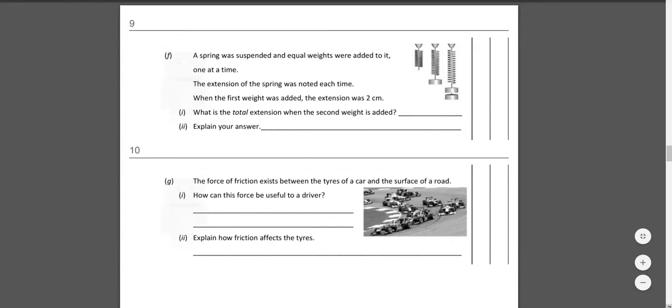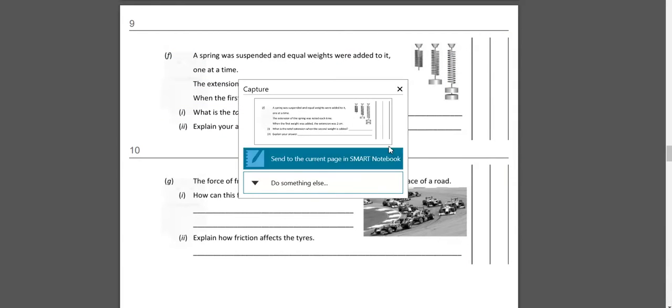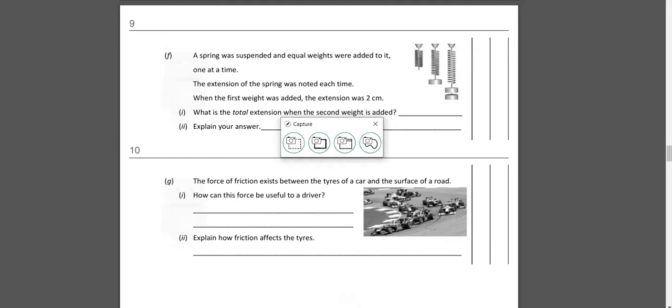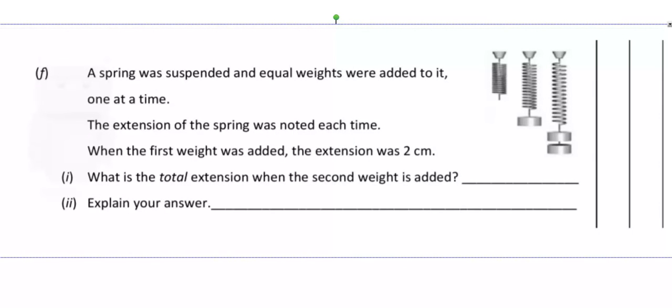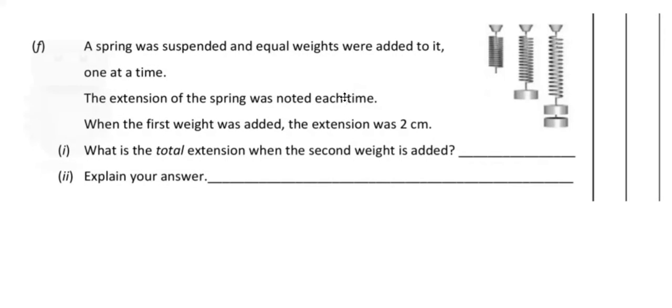All right, we're on to forces now. Okay, so we're doing all right. So we got this question here. So on to a new page, okay. A spring was suspended, equal weights were added one at a time. The extension of the spring was noted each time. When the first weight was added, the extension was 2 centimeters. What was the total extension when the second weight was added?